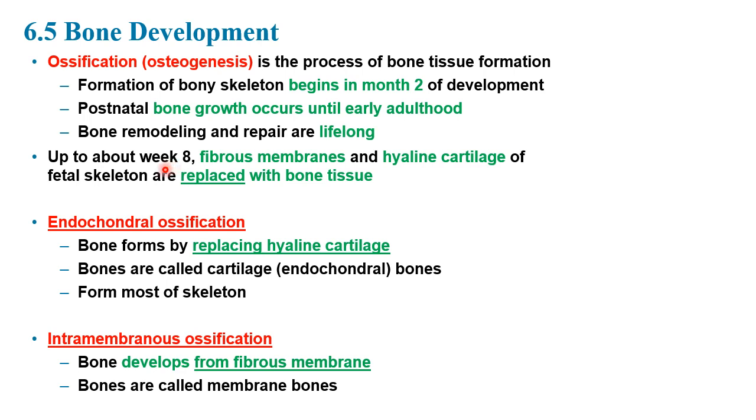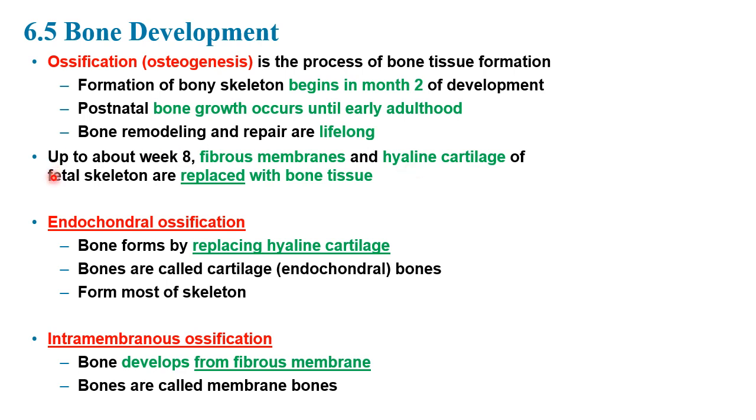Now, up to about 8 weeks, you're going to have fibrous membranes that are going to allow some bone development in specific bones, and you're also going to have hyaline cartilage development of bones. Hyaline cartilage development starts a little bit earlier than the fibrous membrane bone development, but not too far apart. Maybe hyaline cartilage may start at 6 weeks after pregnancy, and fibrous membranes start at about 8 weeks. So it's just hyaline cartilage a little bit before the fibrous membrane development.